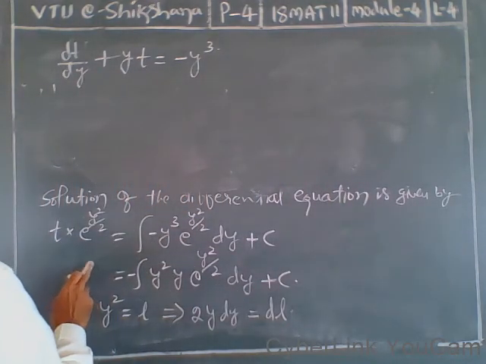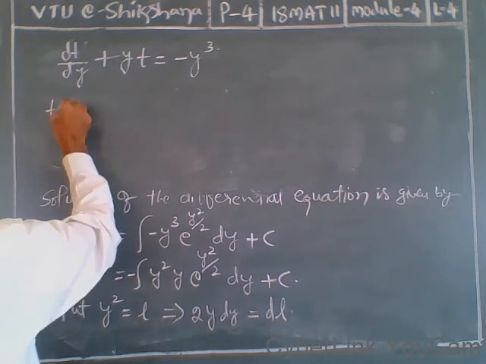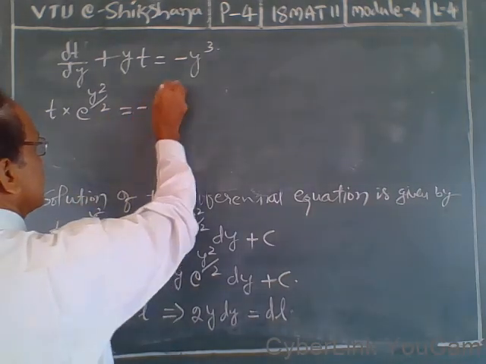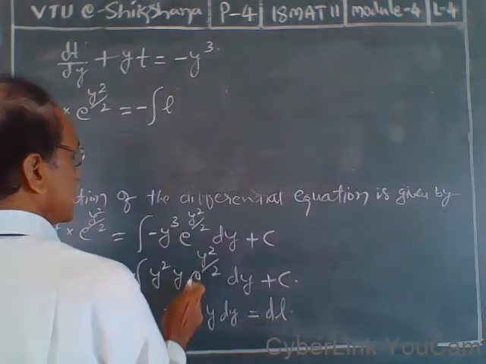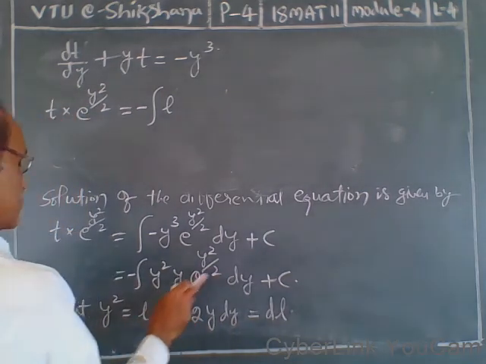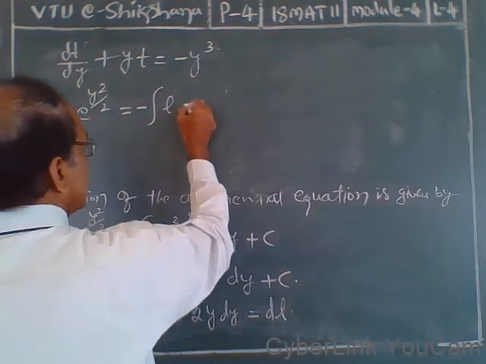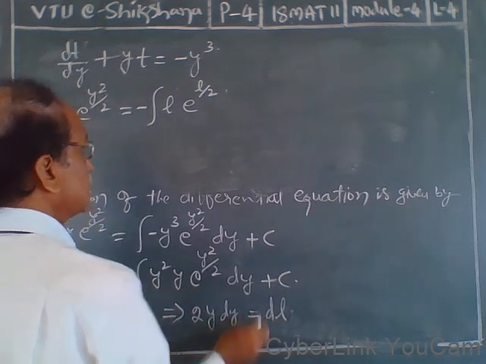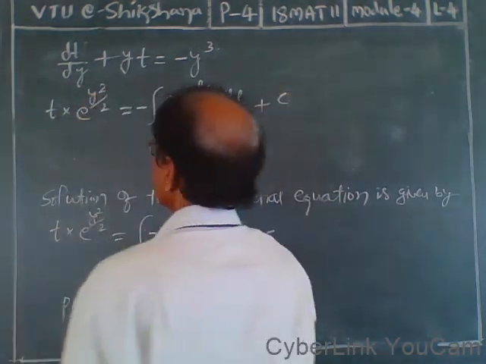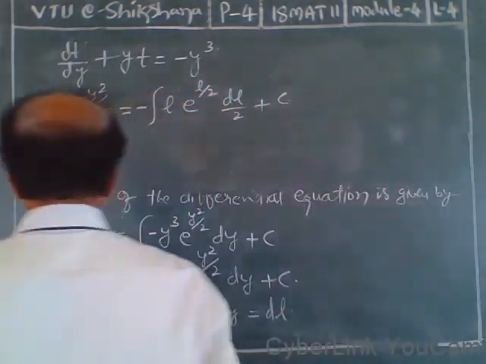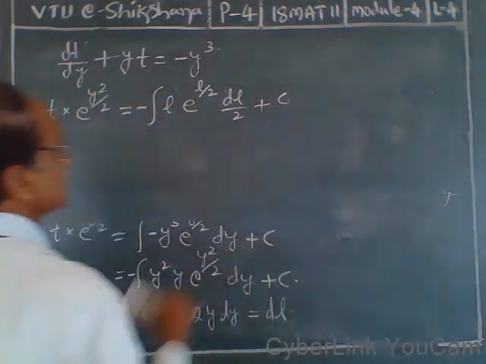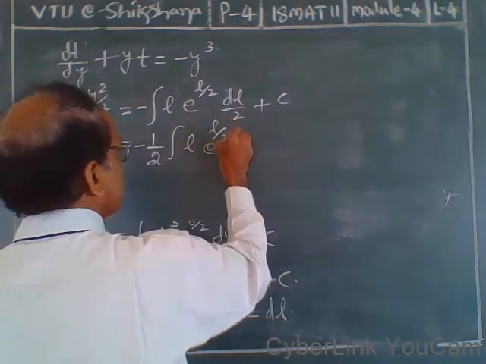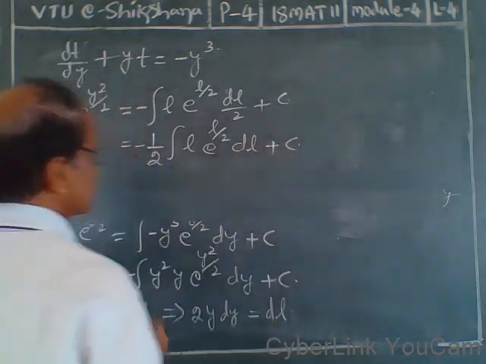Therefore, the solution becomes t into e to the power y square divided by 2 is equal to, in place of y square, L, and y dy, and e to the power L divided by 2 is one term, and y dy is equal to dL divided by 2, plus a constant, to be integrated. You can take the 1 by 2 outside: minus 1 by 2, integral of L into e to the power L by 2 dL, plus a constant.